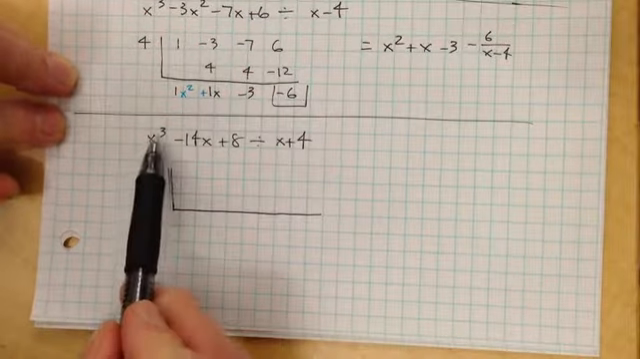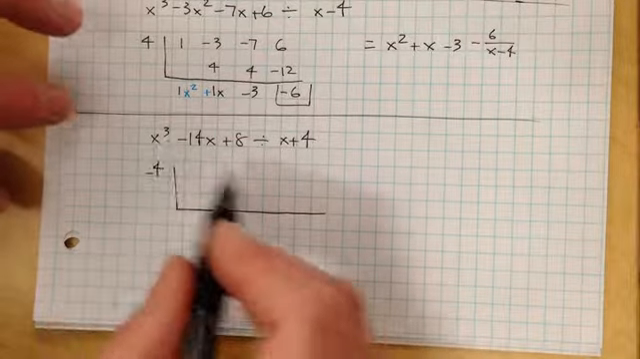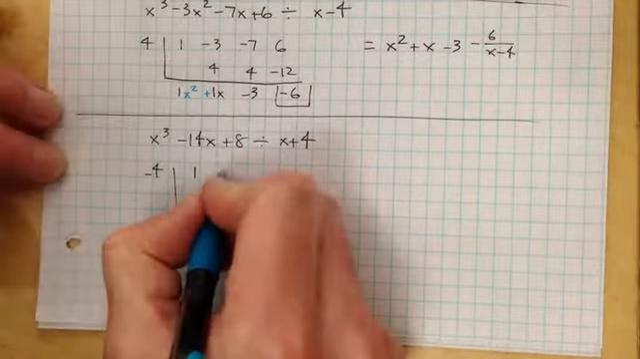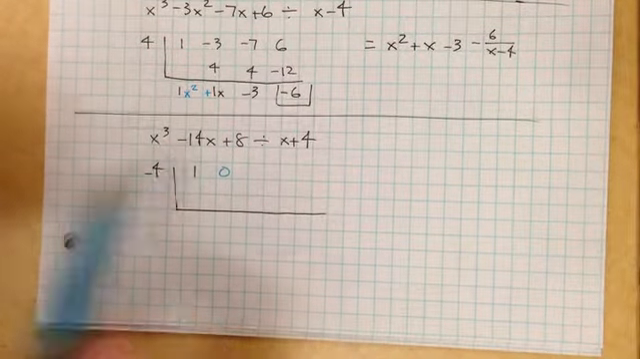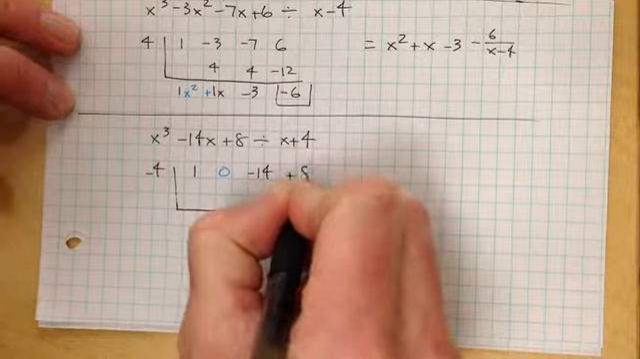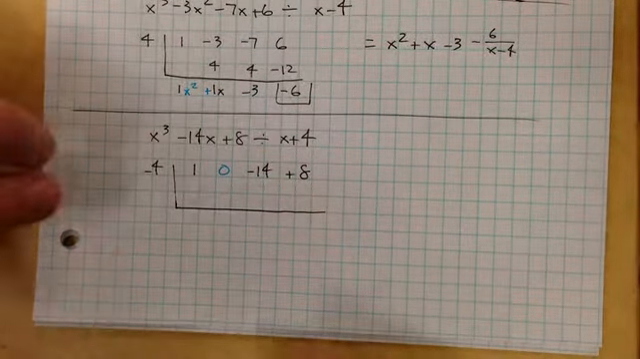Division problem 3. Oh, I'm missing my x squared term. So I will take the coefficient here of 1. I need to fill in a 0 term for my x squared. Now I can deal with my negative 14 and my positive 8. Make sure you have all terms accounted for in descending order, please.